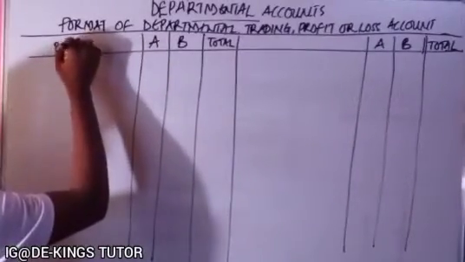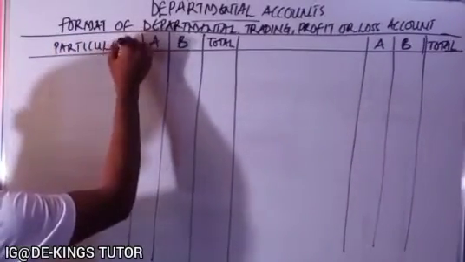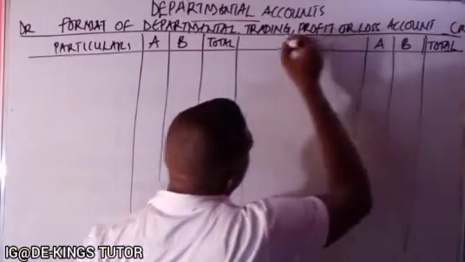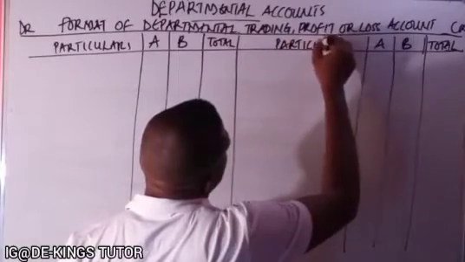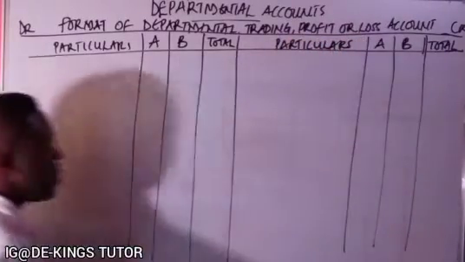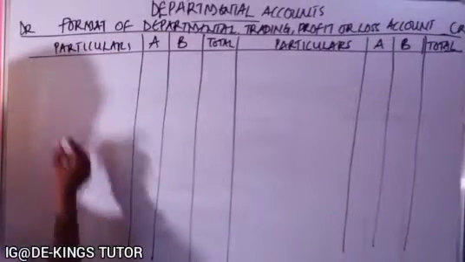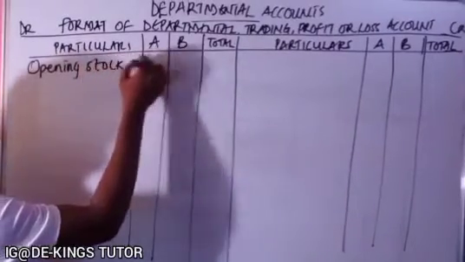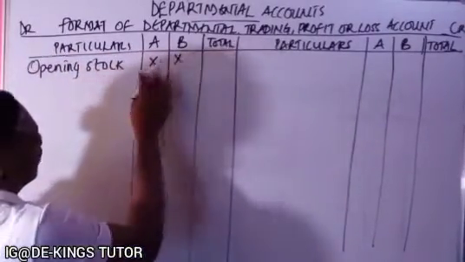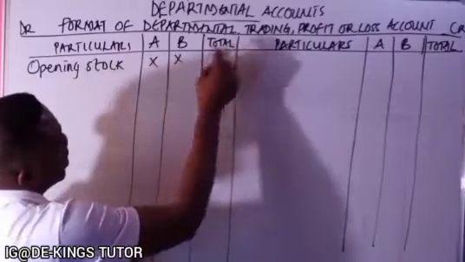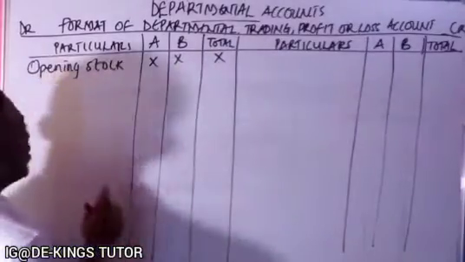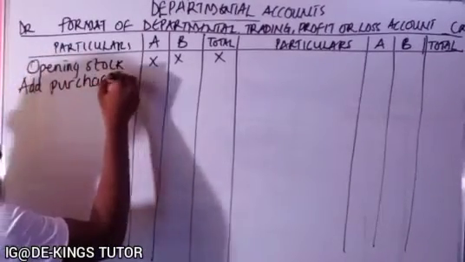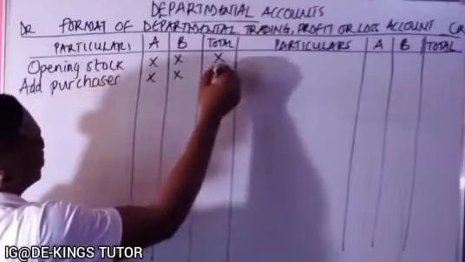So this is the particulars. That is the debit side, and this is the credit side, and this is also the particulars. Now from this, the same way, we'll start with our trading profit or loss account. The opening stock for department A, department B, then the total is a summation of the two. The next one, if we have add purchases, department A, department B, the total.